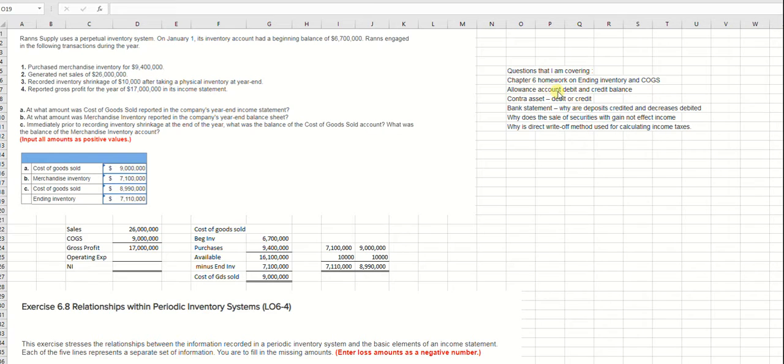I'll talk about the allowance, debit and credit balance. I'll talk about contra assets, debit or credit, bank statements, wire deposits, credited, checks, and decreases debited. Why does the sale of securities with a gain not affect income? That's actually, it does affect income. But why is the direct write-off method used for calculating income taxes? So I'm going to try to answer all of those.